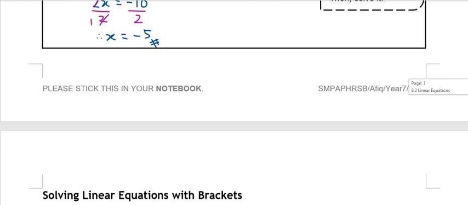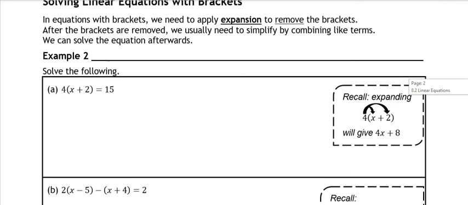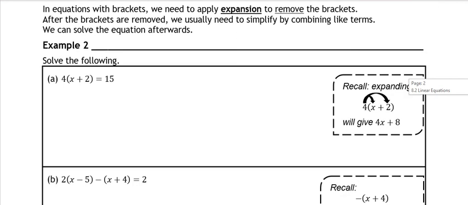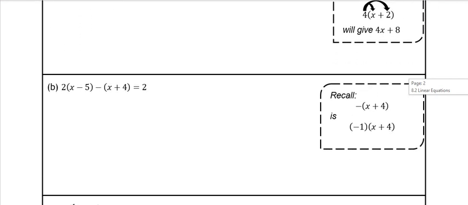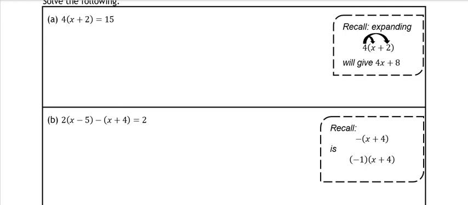So let's proceed to another one where you have brackets like this. You have to apply expansion first. So let's do the first part here: 4 bracket x plus 2 equals 15. You expand 4, right? So 4 times x is 4x, plus 4 times 2 is 8, equals 15.